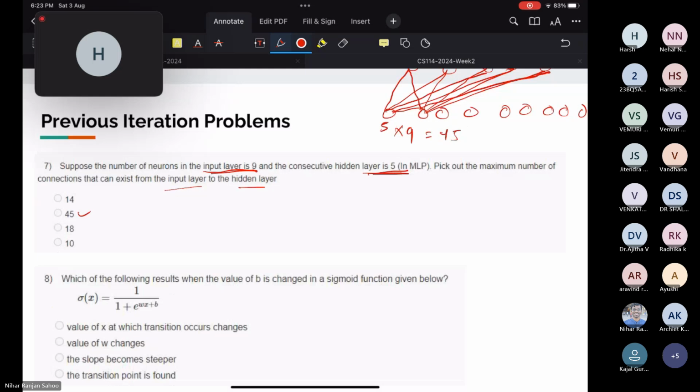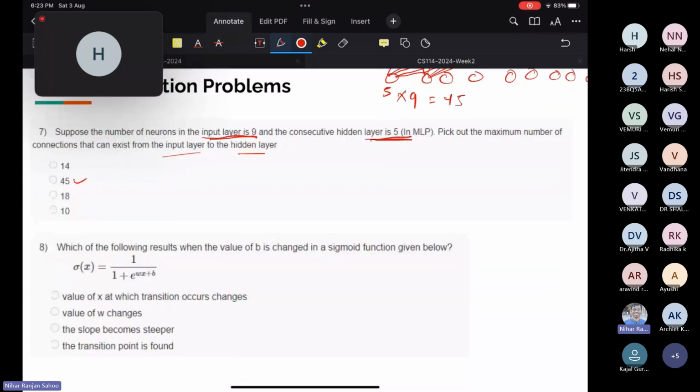Okay. Next question. Which of the following results when the value of b is changed in the sigmoid function given below? This is the sigmoid function given to us, and it is asking what will happen when b changes. Let's see the options. The first option says the value of x at which the transition occurs. So it's asking what the significance of bias is here, right? This is the sigmoid, and we know the sigmoid plot is like this.